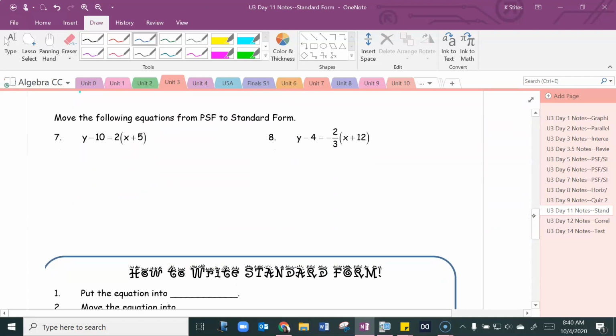All right, so that was from slope-intercept form. Now we're going to do it from point-slope form, which is a little more work. If you want to move from point-slope form to standard form, you should go to slope-intercept form first, then go to standard. So first things first, pretend you're just going to slope-intercept form. Distribute.